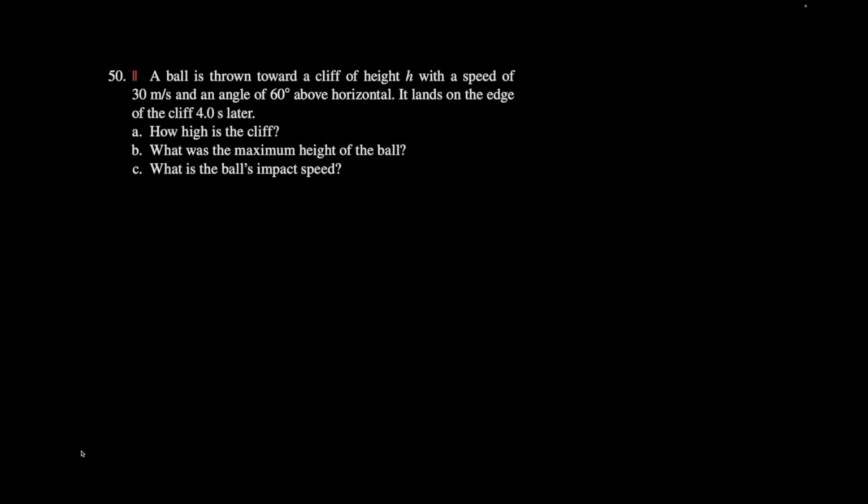Question number 15. Now we're getting really serious about this. We have a ball that is thrown at a cliff. The cliff has a certain height which we do not know, and we need to find that height. We do know that we start from the ground and the speed is 30 meters per second, at 60 degrees from the ground. Then I know that it takes 4 seconds.